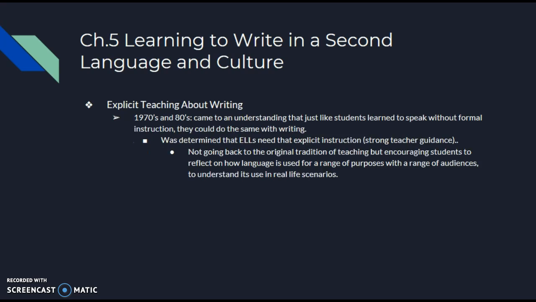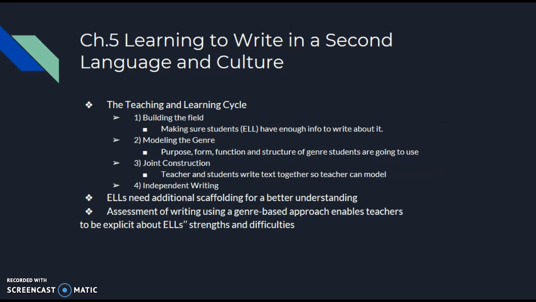And then explicit teaching about writing. In the 1970s and 80s came an understanding that just like students learn to speak without formal instruction, they could do the same with writing. However, that's not entirely true. It was determined that ELs need that explicit instruction and strong teacher guidance to learn about writing. So we're not going back to the original tradition of teaching, but encouraging students to reflect on how language is used for a range of purposes with a range of audiences to understand its use in real-life scenarios.